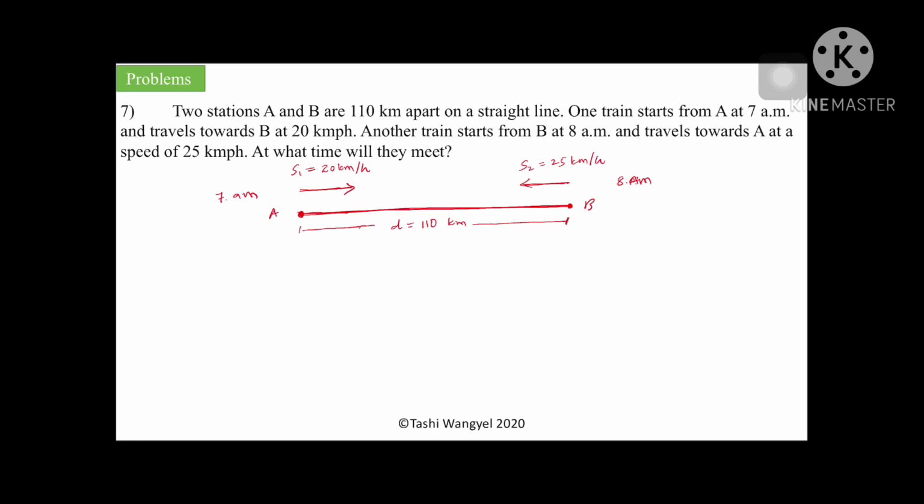We need the time they travel until they meet, using S1 and S2. Let us assume the time: the train from A travels for time T, and the train from B travels for time T minus 1. The first train starts at 7 a.m. and the train from station B starts at 8 a.m.